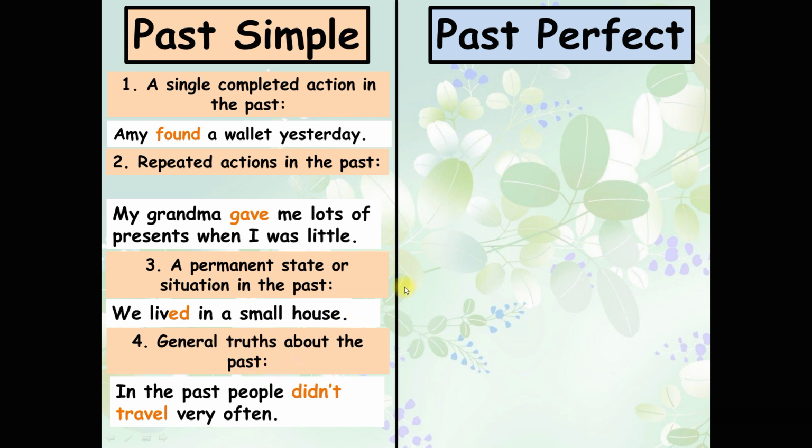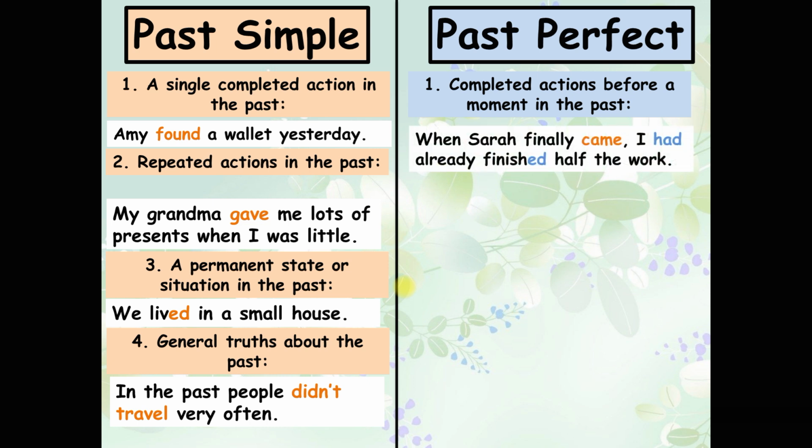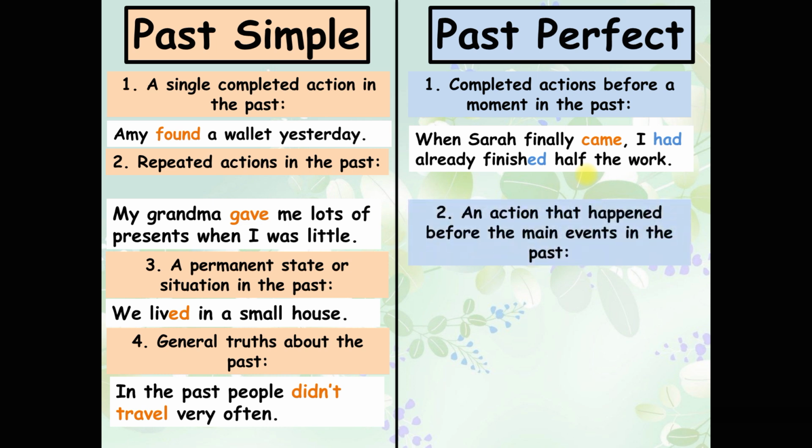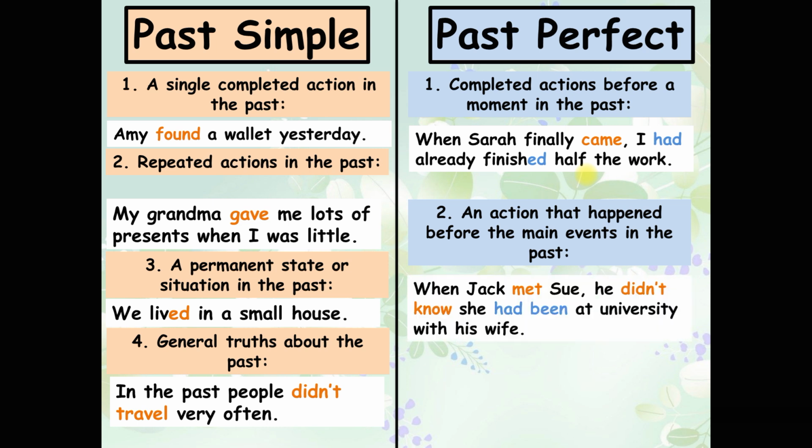Now let's look at the rules for the past perfect. The first rule says that we need to use it when we're talking about completed actions before a moment in the past. Here is an example. When Sarah finally came, I had already finished half the work. Another use of the past perfect is an action that happened before the main events in the past. Let's take a look at this example. When Jack met Sue, he didn't know she had been at university with his wife.